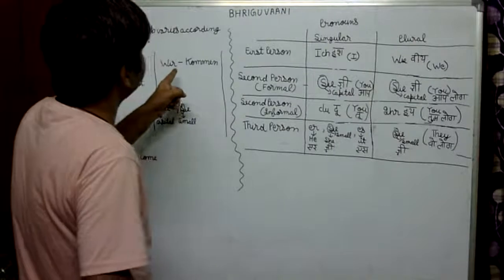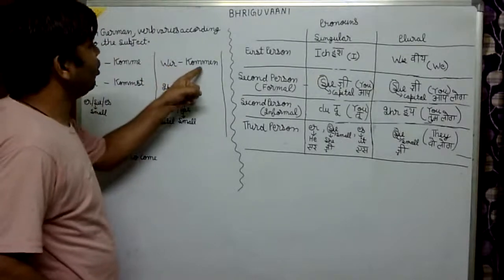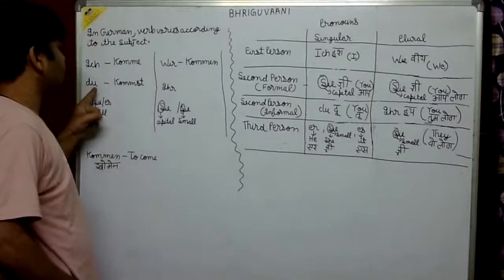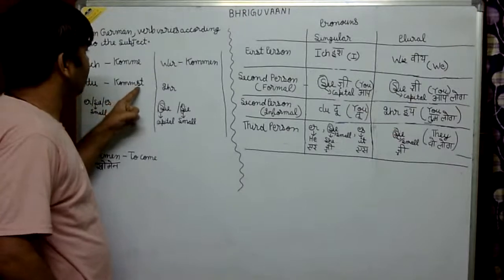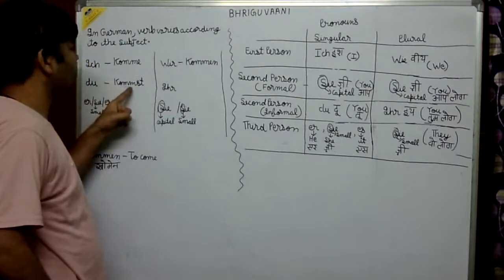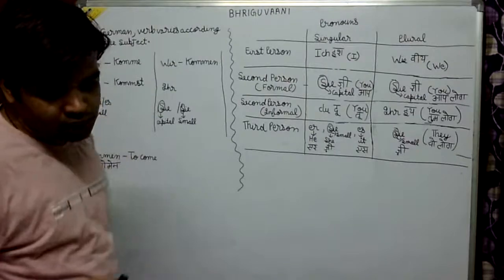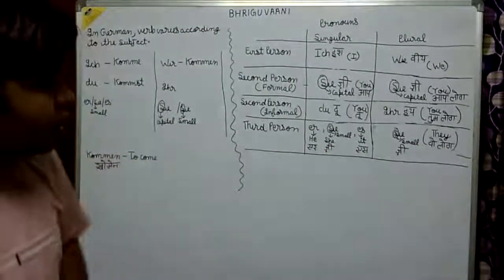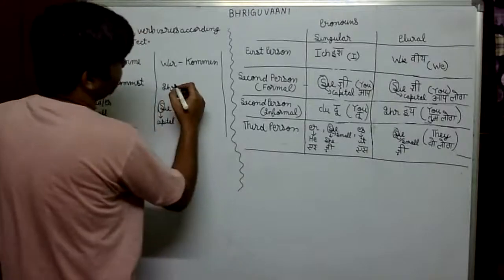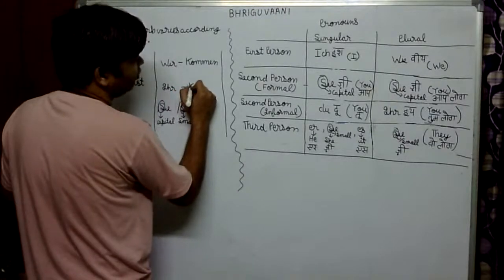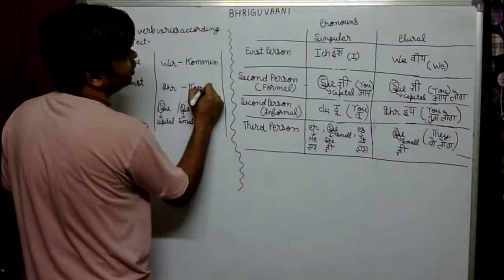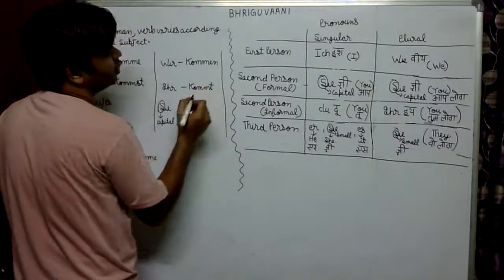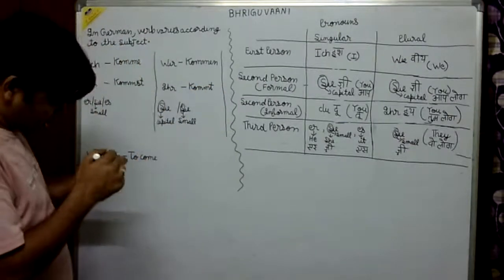So, in case of ihr, we are saying kommt, and in case of sie, we have written st at the last. So the word will become kommst. In case of er, we only put t at the last. The word will become kommt.